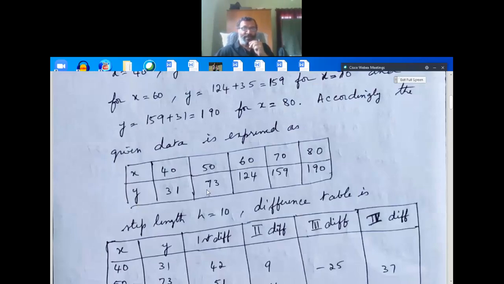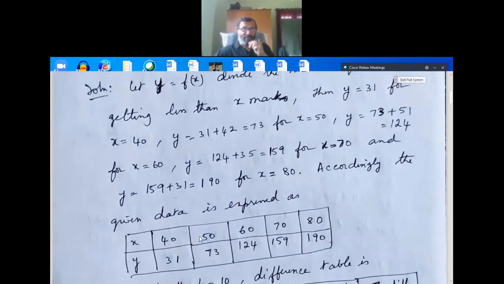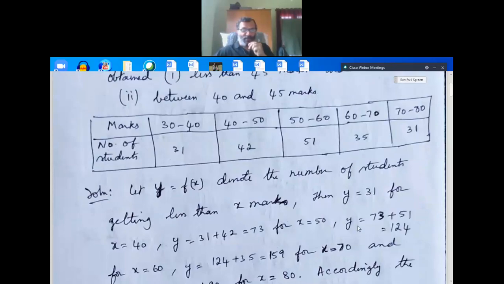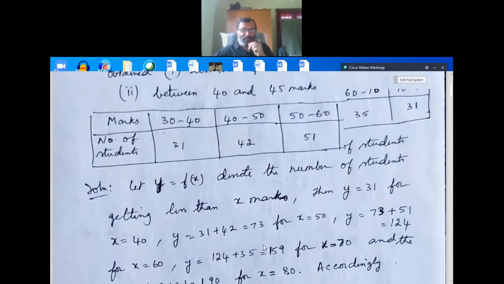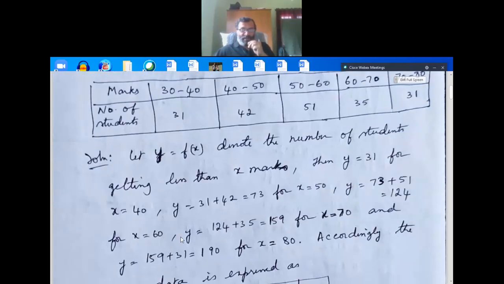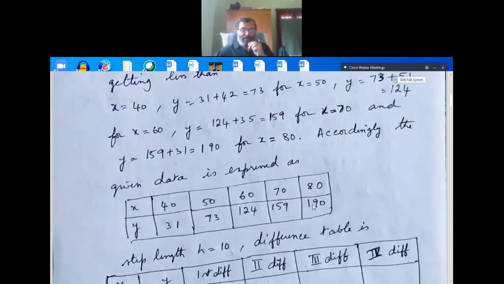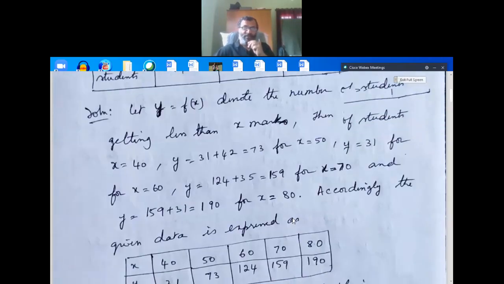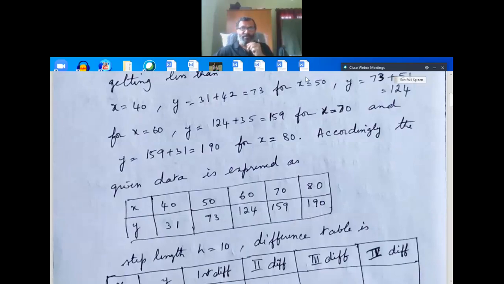See, when x is 40, y is 31. Okay. When x is 50, y is 73. When x is 60, y is 124. When x is 70, y is 159. When x is 80, y is 190. I hope this is clear for you, how they have written it.